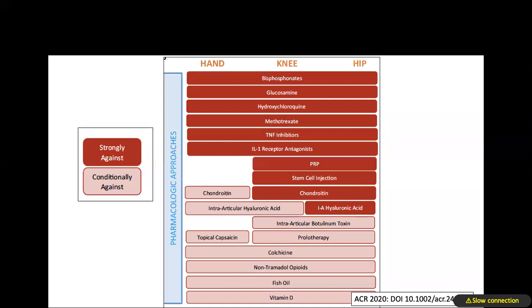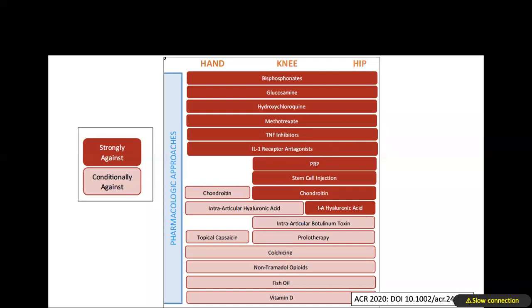So what should we not use? Bisphosphonates don't work. Hydroxychloroquine, methotrexate, anti-TNF, interleukin do not work. Glucosamines don't work. Chondroitin maybe, but not glucosamines, though we all give it and patients love it. The trial evidence is not there. Platelet-rich plasma, which everybody is trying to sell nowadays, does not work in osteoarthritis according to the current research evidence. Stem cells also don't work.